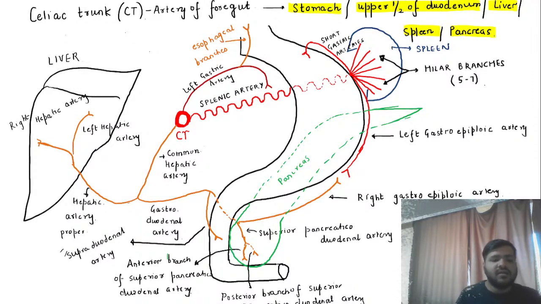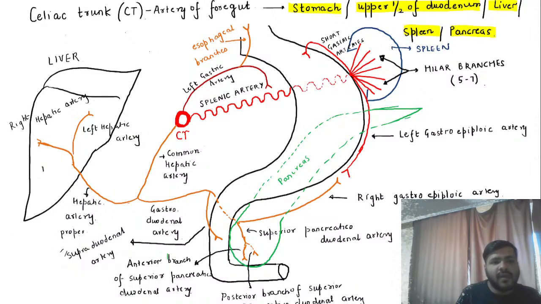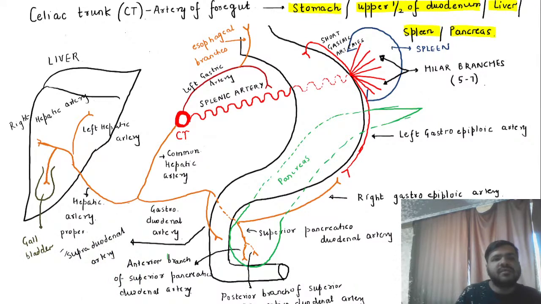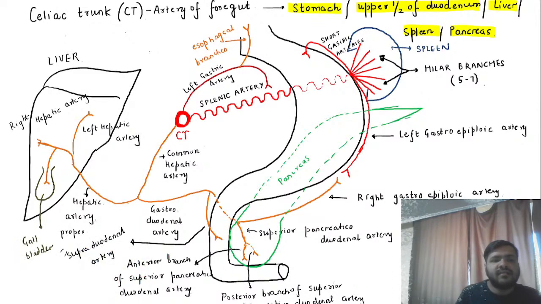The right hepatic artery, especially, is giving a branch to the gallbladder. This is the gallbladder. And it is giving a branch to the gallbladder, and that is called the cystic artery. This is called the cystic artery. So guys, remember one thing.